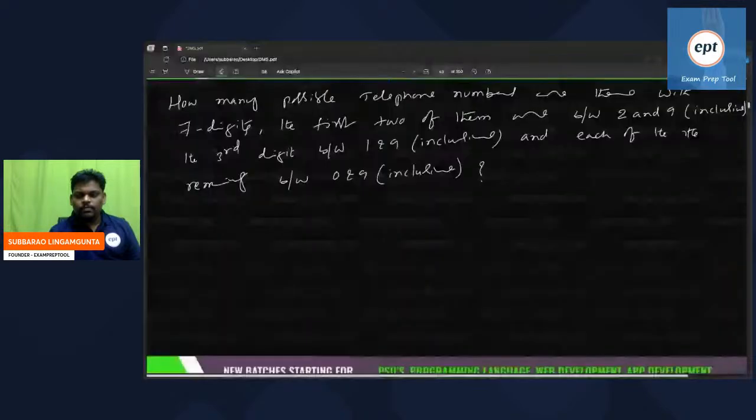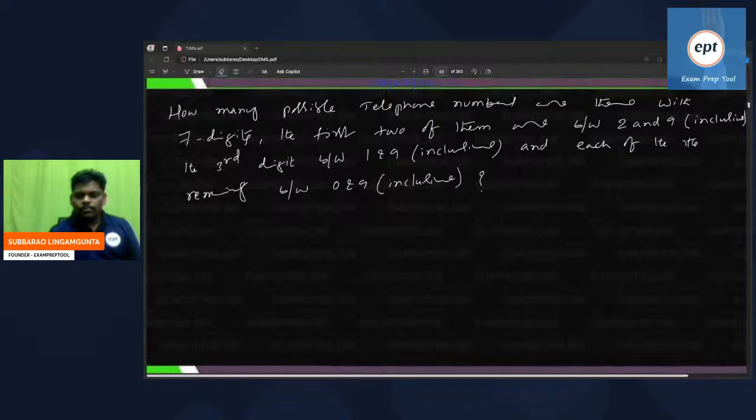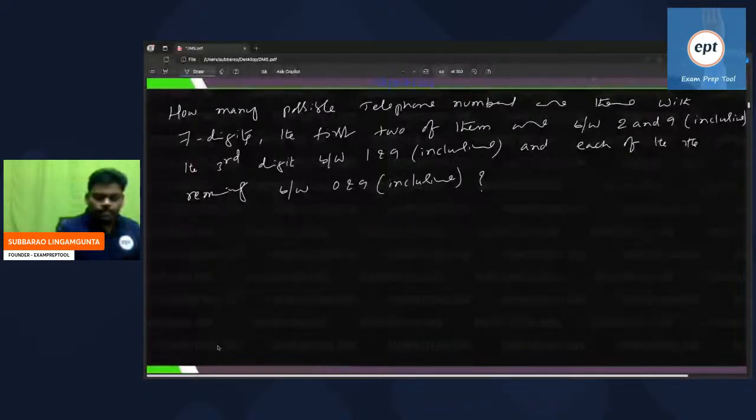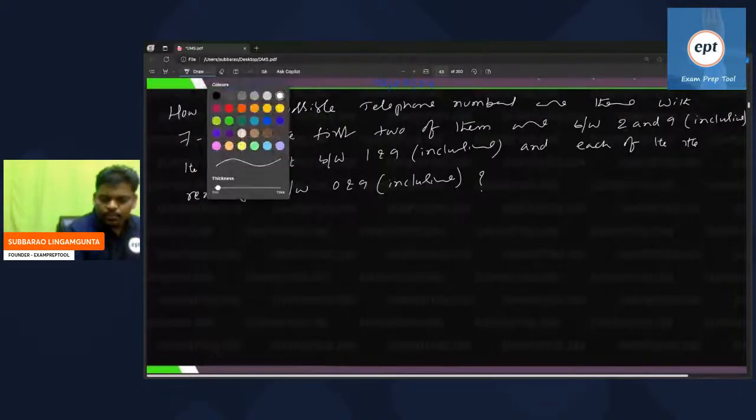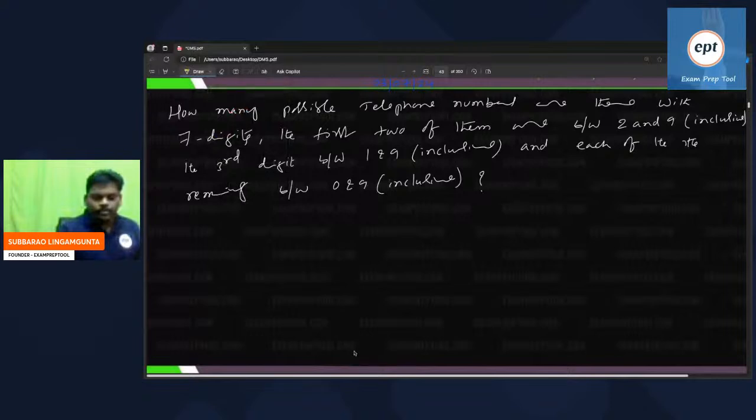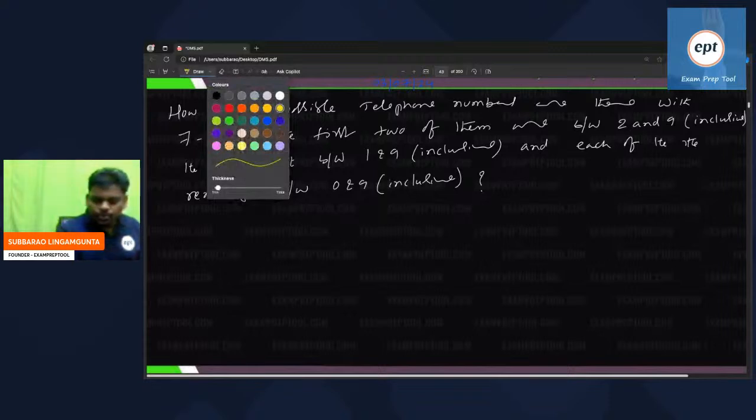This is the first problem. Can you read this problem? This is from combinations. What will be the answer for this?